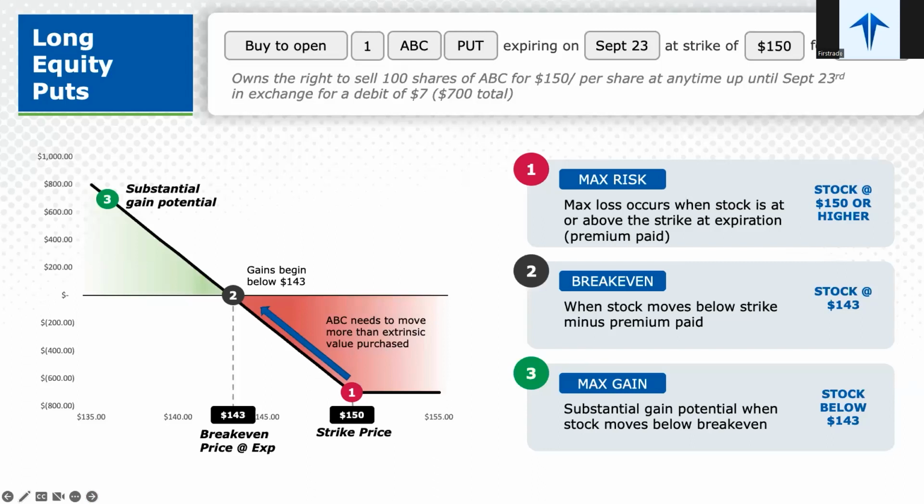So if I have a long equity put, the way that I enter the order, you buy to open one ABC put expiring September 23rd, a strike of 150 for $7. That just means I own the right to sell 100 shares of ABC at $150 per share at any time through the expiration period. So all the way up until that option expires at 4 p.m. that day, I can execute upon the terms of that contract if I want and sell 100 shares of ABC. And for that right, I paid $7, which means that I own the right. I'm the driver.